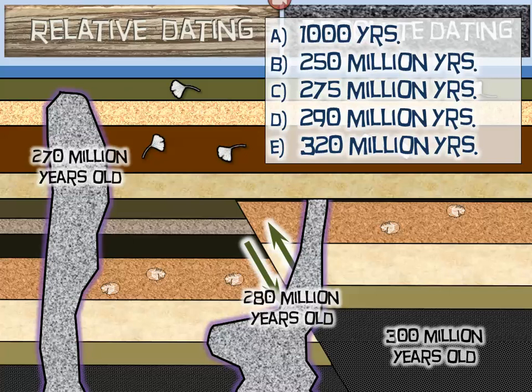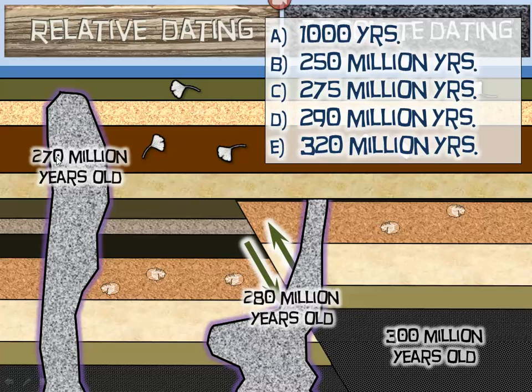Okay, so these ginkgo leaves are in these two layers. These layers, were they here when this intrusion happened? Well, they had to be, because this intrusion intruded into these layers. So these layers must be at least 270 million years old.